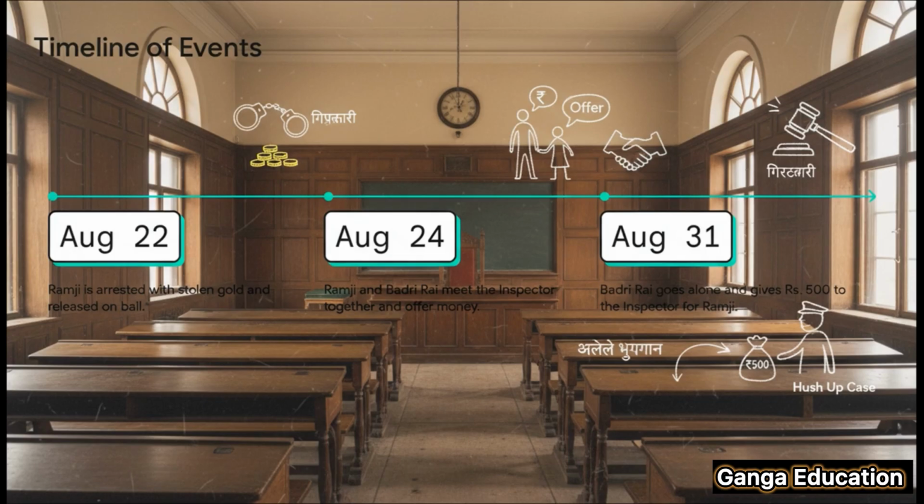It starts on August 22nd, when Ramji is arrested. Just 2 days later, on the 24th, both Ramji and Badri Rai go together to see the inspector and offer him money. Then, a week after that, on August 31st, Badri Rai goes to the police station by himself and actually pays 500 rupees, saying it's on behalf of Ramji to make the case go away.